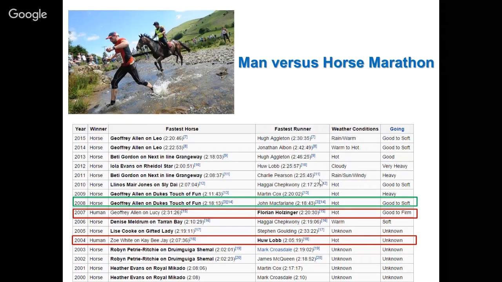In 2007, we can see that a human won by a pretty good margin. And in 2004, you can also see that a human won by 2 minutes, let's call it. In all of those conditions, the weather was hot. So the horse's inability to cool itself as effectively as man could is really what made the difference. I also quite like that they expressed the going. How was the going? It was good. So a neat sort of example.